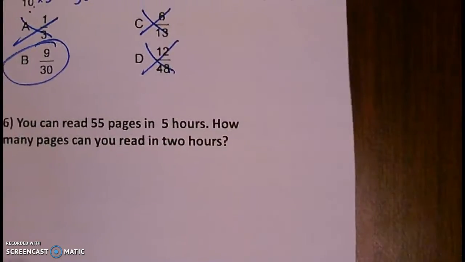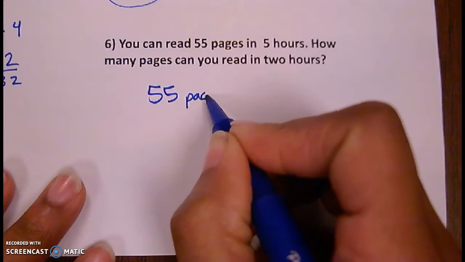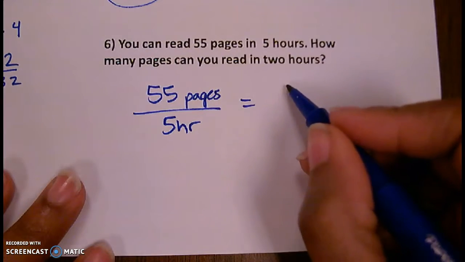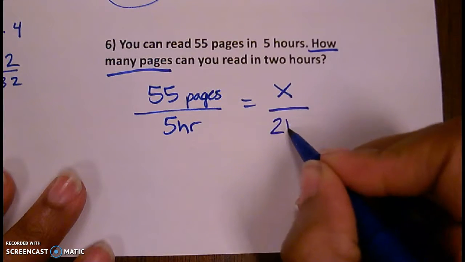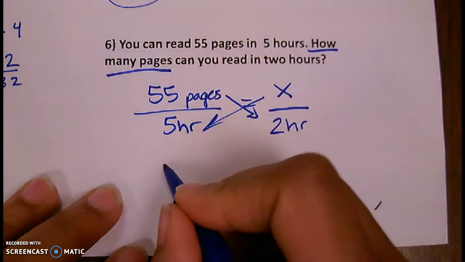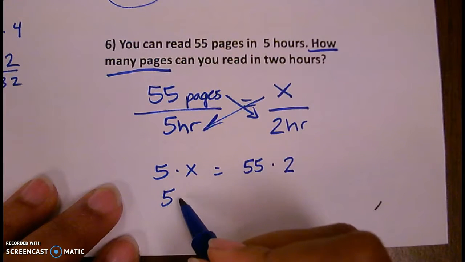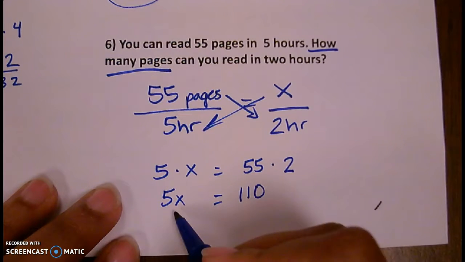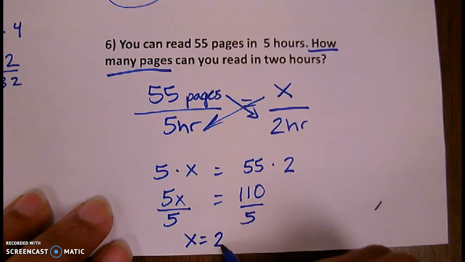Last but not least, number 6. You can read 55 pages in 5 hours. How many pages, that's our x, we don't know that, can you read in 2 hours? Notice that my units are together. Crisscross method is going to give me 5 times x equals 55 times 2, which is going to be the same thing as 5x equals 110. In order to get x by itself, I need to divide both sides by 5, and so x is going to be 22.